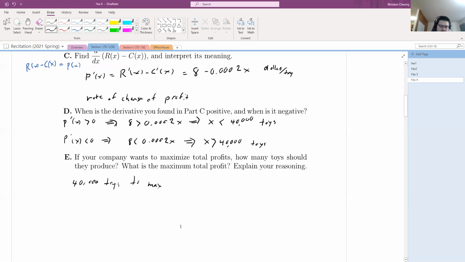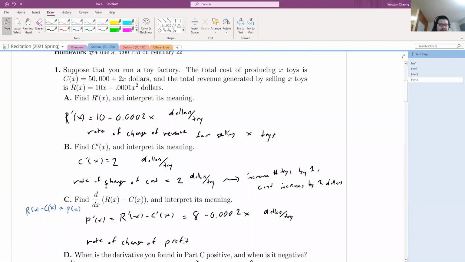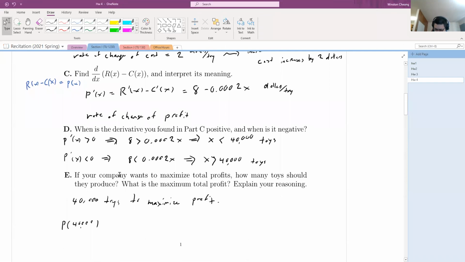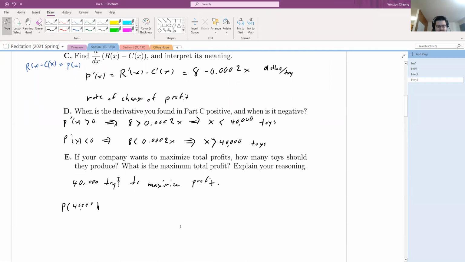to maximize profit. And to figure out what is the actual profit that you produce, you plug that into the profit function. And do we have the statement of the profit function? No, we just have to plug that into R minus C. I sort of split that out.